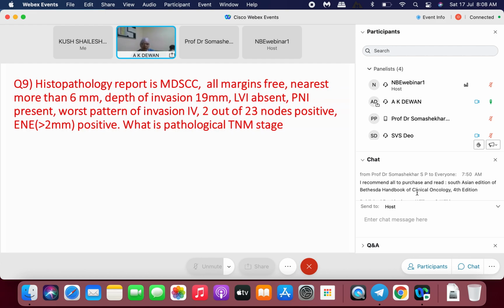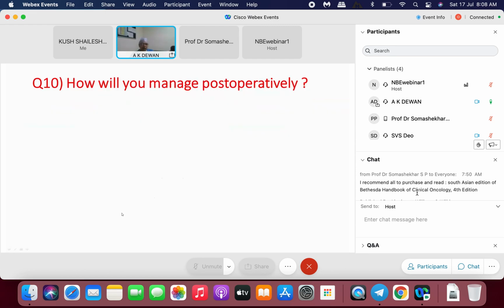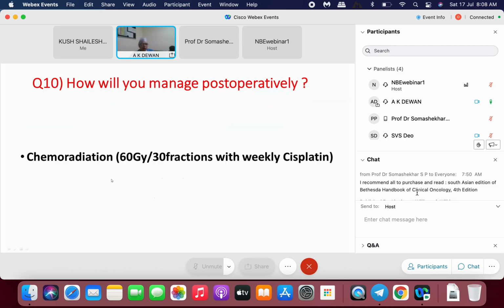the pathological stage? You see, you had said, I think T1 clinical, and now the pathological becomes T3 because the depth of invasion is 19 mm. N3b, ENE more than 2 mm. So this gets upstaged. How will you manage post-operatively? You know it, chemoradiation.